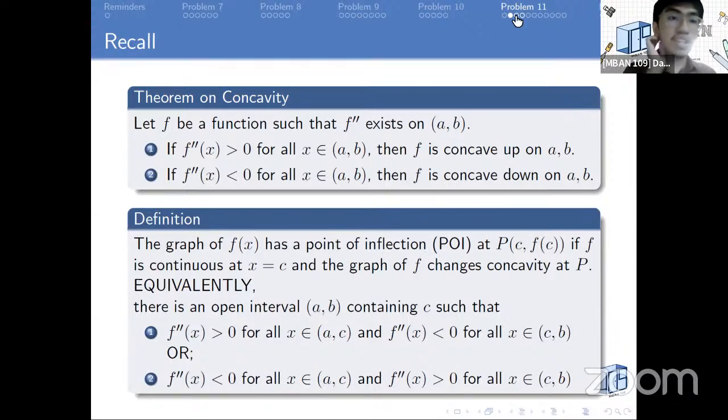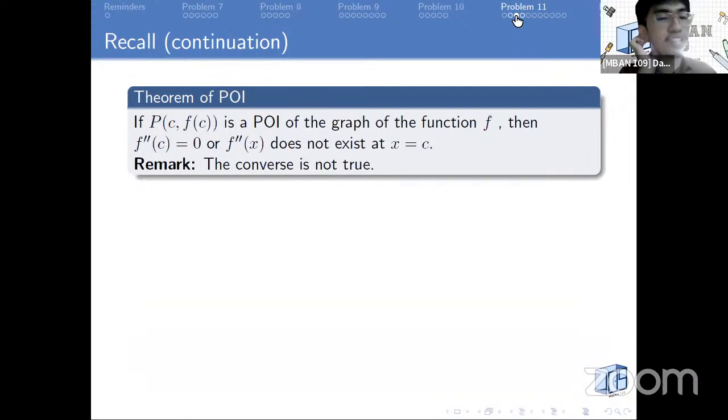So continuation lang nung kanina, meron tayong theorem of point of inflection. So if point P at C, f of C is a point of inflection of the graph of the function f, then f double prime of c equals 0, or f double prime of x does not exist at x equals c. So, anong ibig sabihin nun?